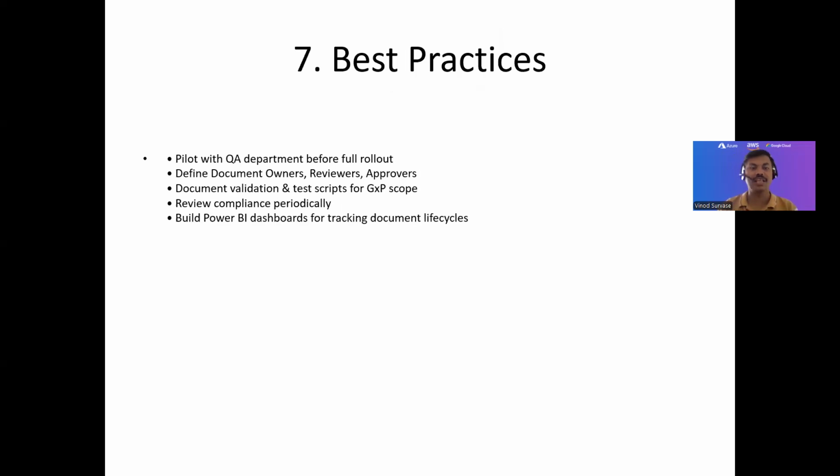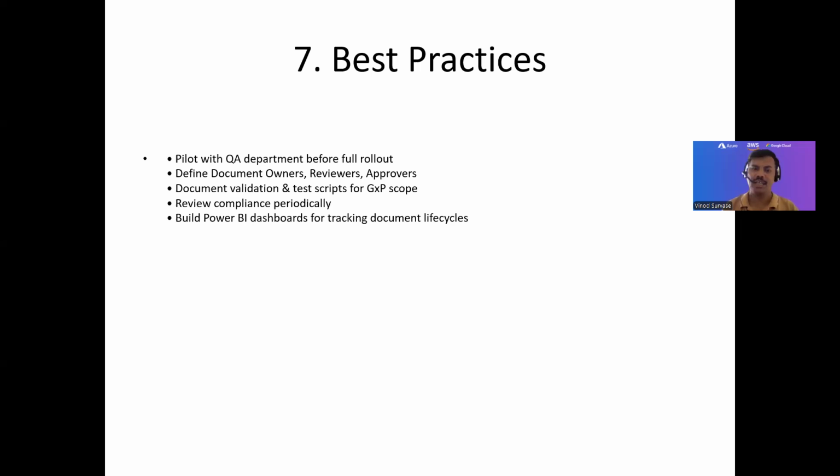Some of the best practices: starting with a pilot with the QA department before rolling it out across the organization, then defining document owners, reviewers, and approvers. That's also very important, because for any document created for internal use, customers, partners, vendors, or any engagement or relationship with external parties, only the appropriate people or stakeholders should have appropriate access levels, right? Including document validations and testing the scripts, to put good practices in scope. That is also very important.